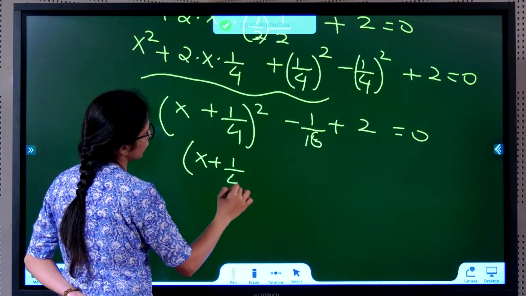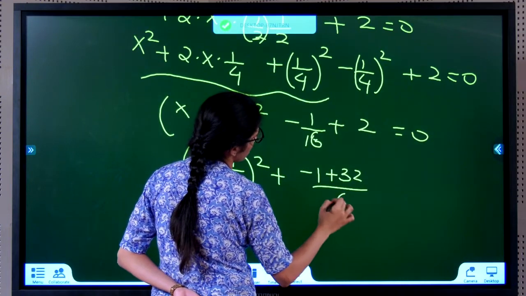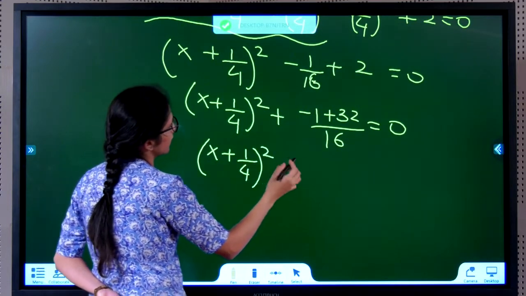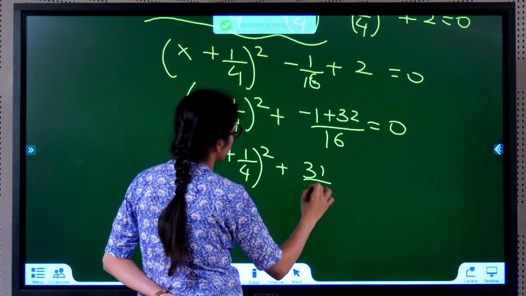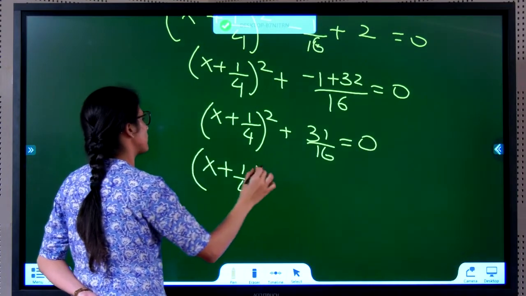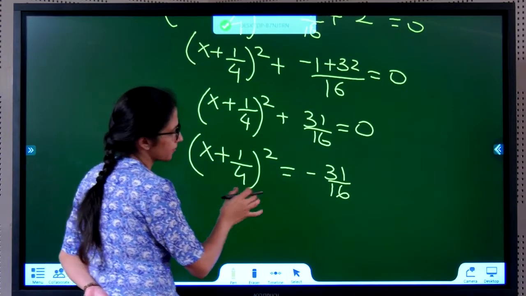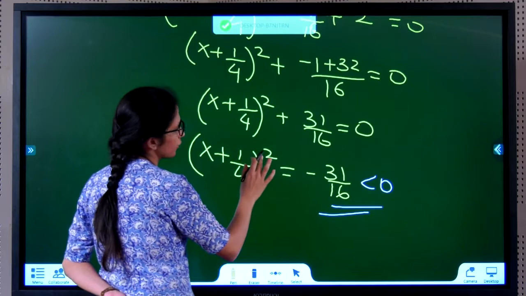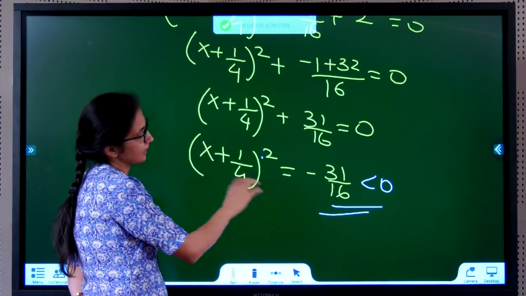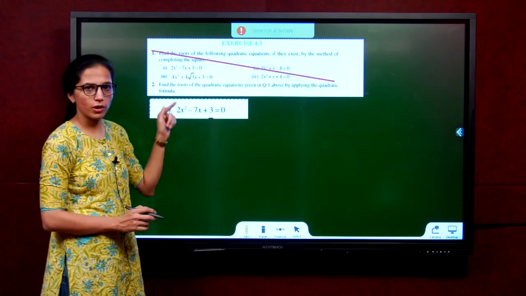X plus 1 by 4 the whole square plus minus 1 plus 32 by 16 is equal to 0. X plus 1 by 4 the whole square plus 31 by 16 is equal to 0. X plus 1 by 4 the whole square is equal to minus 31 by 16. Square of a number is positive and this is less than 0, and even if you send the square to this side, it becomes root of minus 31 by 16, root of a negative number, imaginary. Therefore we can say solutions of x do not exist. We go to question 2.